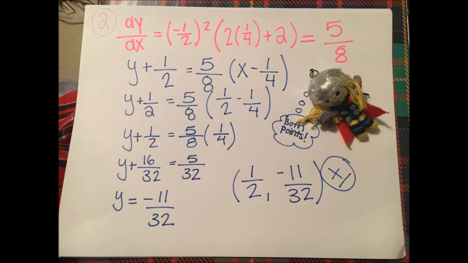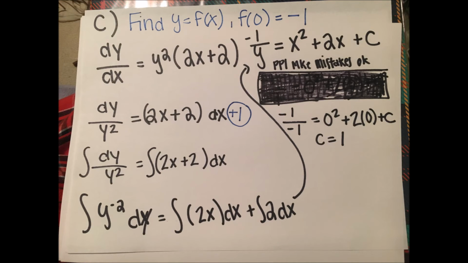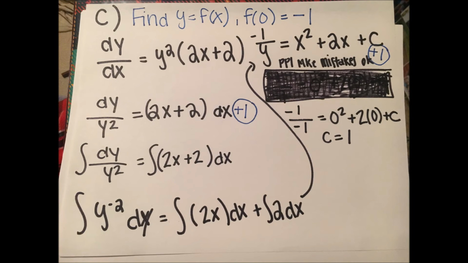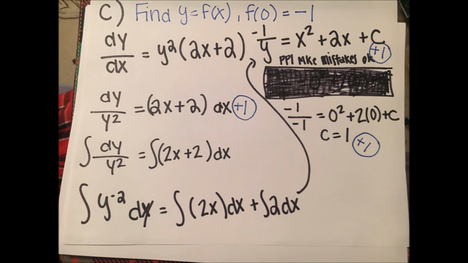We got both points. Alright, part C, we get 1 point if we separated the variables, which we did, next to the +1 in the circle. The next point, which is for getting the antiderivatives, which we did in the corner, and there's a little +1 in a circle right next to it, so we got that point. The next one is for finding C, which equals 1, and there's a +1 next to it, so we got that one as well.